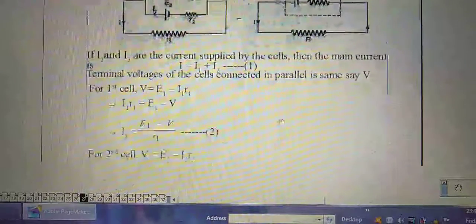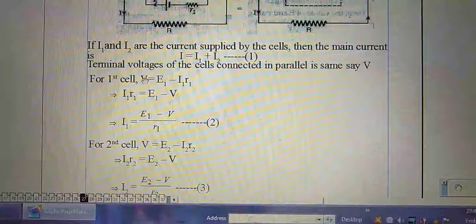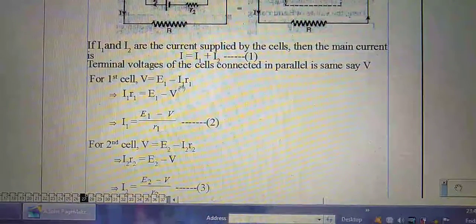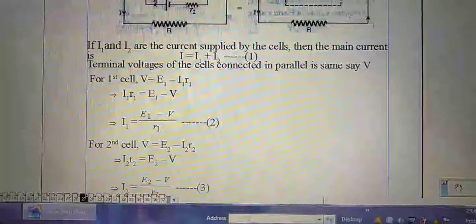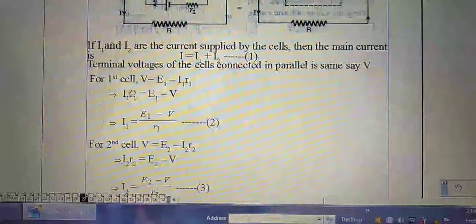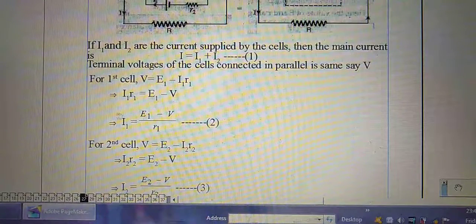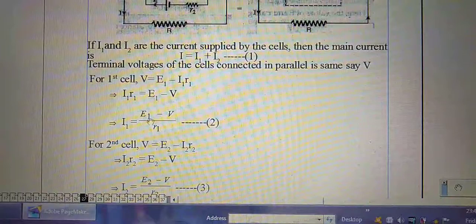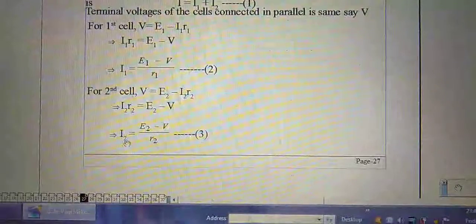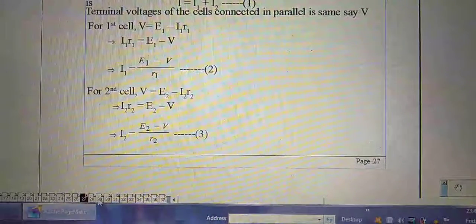As you know, the terminal voltage is always less than the EMF by the voltage drop across the internal resistance. Then for the first cell, V equal to E1 minus I1 R1. Then we find the value of I1, that is (E1 minus V) by R1. Similarly, for the second cell, I2 equal to (E2 minus V) divided by R2.